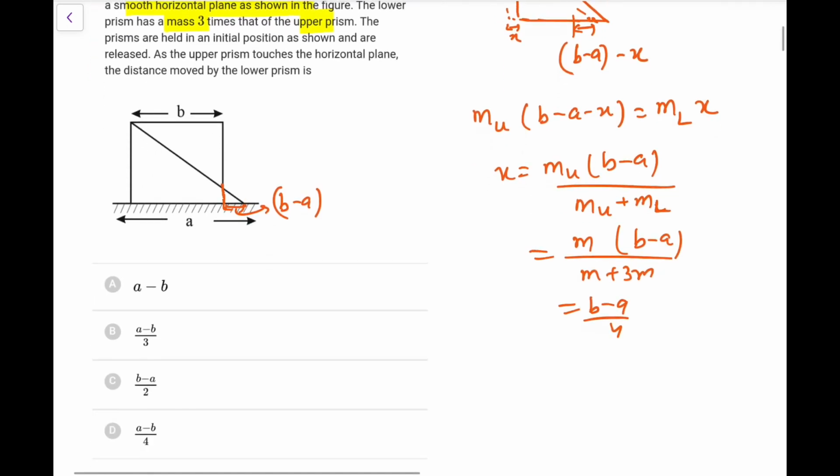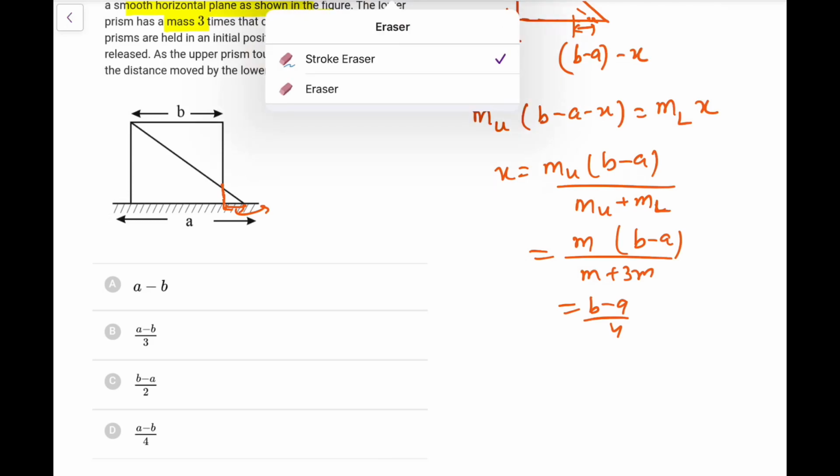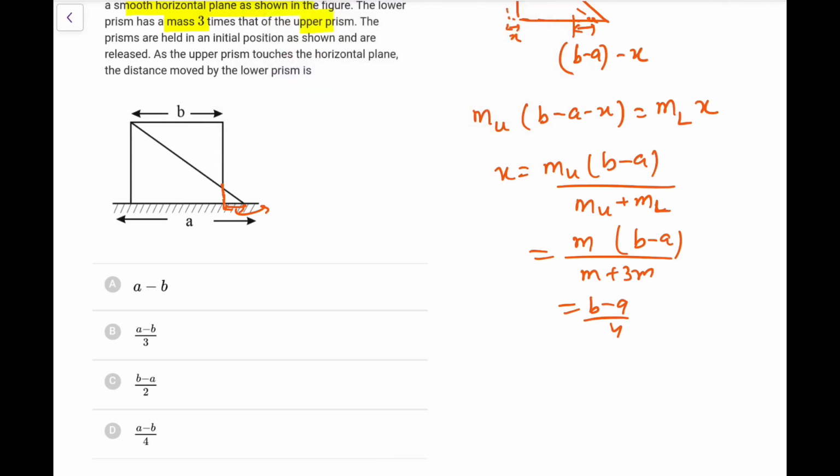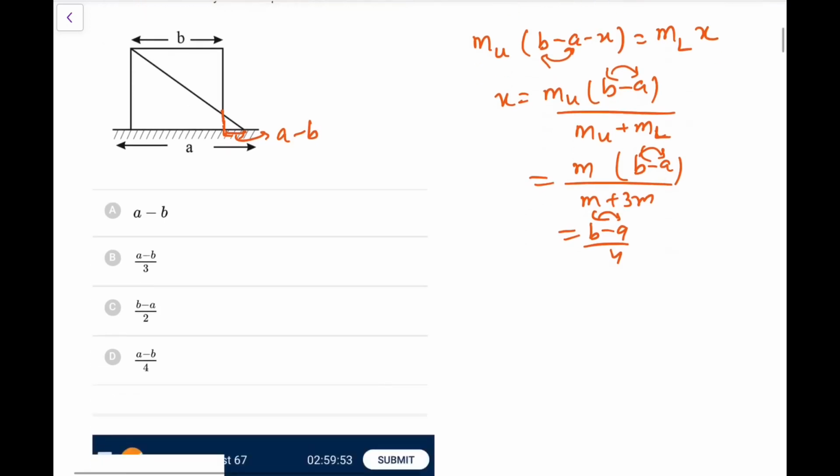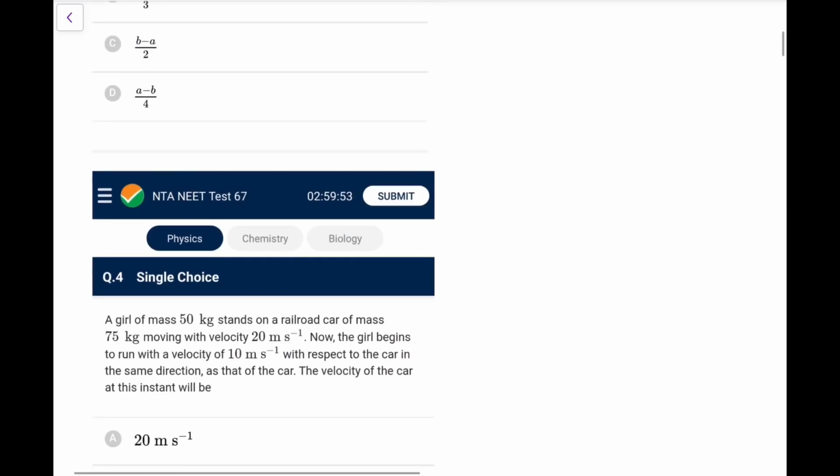That is the answer. So b minus a, oh sorry, I have written it wrong. It is a minus b, not b minus a. Initially I wrote it wrong. A is the bigger one, so it should be a minus b. It was my mistake here. So reverse it, and it will also be reversed. So it would be a minus b by 4 I can write. Okay, next one. So this was D1.